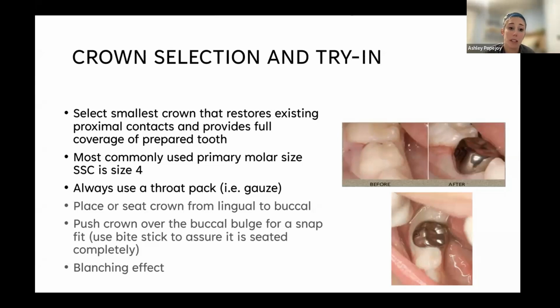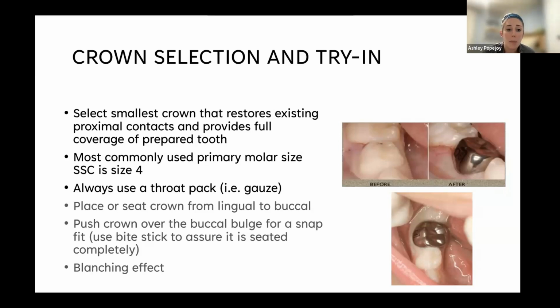You do want to select the smallest crown that restores the existing proximal contacts and provides full coverage of the prepared tooth. So the things you want to look for is making sure that those marginal ridges are even. If it looks canted, or if it looks like it is a different height than the tooth adjacent, then you know it's not seated all the way, and you should check for a ledge interproximally. In addition, you do want to look at both the buccal and lingual and make sure that those entire surfaces are fully covered and that the crown covers them subgingivally, because you can end up with recurrent decay in those areas if it hasn't gotten complete coverage.